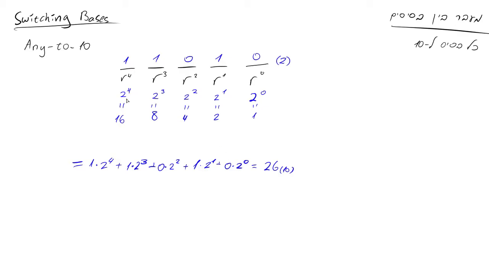So we have 1 times 16, it's over here. 1 times 8, 0 times 4, 1 times 2, and 0 times 1. That adds up to 16 plus 8 plus 2, which is 26.